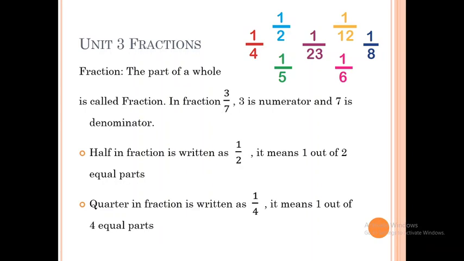Fraction always has two numbers, one above the line, numerator, and the other below the line, that is called denominator, and we are reading it as 3/7, 1/5, like this.